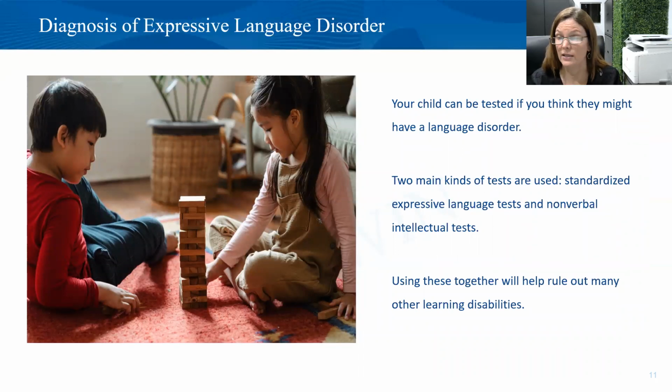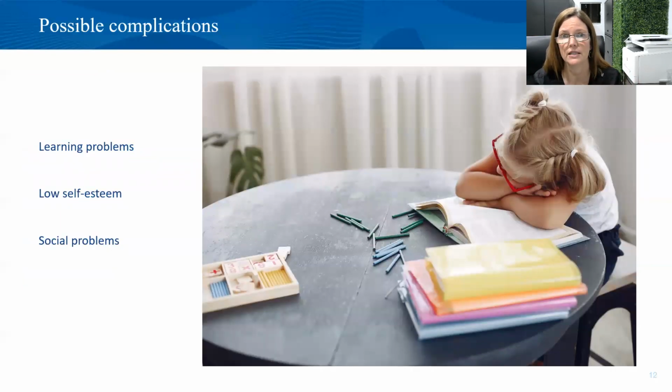Your child can be tested to see if they have a language disorder. They have two main kinds of tests: a standardized expressive language test and a nonverbal intellectual test. Using these tests together can really help rule out other kinds of learning disabilities, because if your child has a problem expressing themselves, it can lead to other learning problems.